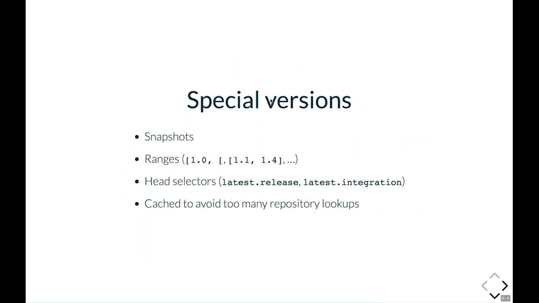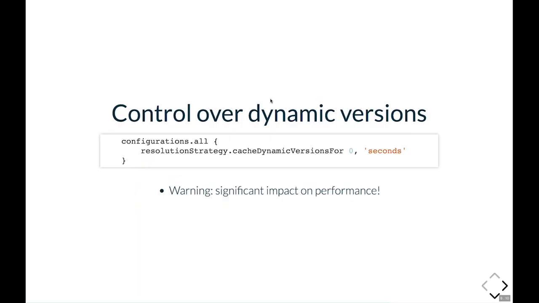This range, this latest.selector, latest.release, latest.integration is a special notation that we use to say this is dynamic. Actually, this is not fixed in time. A snapshot changes, ranges, the versions you can find in a range change over time. And the latest release changes over time. So Gradle caches those. And you have some ways to tweak and tell, yeah, if you used a snapshot, maybe you should just cache it for 24 hours.